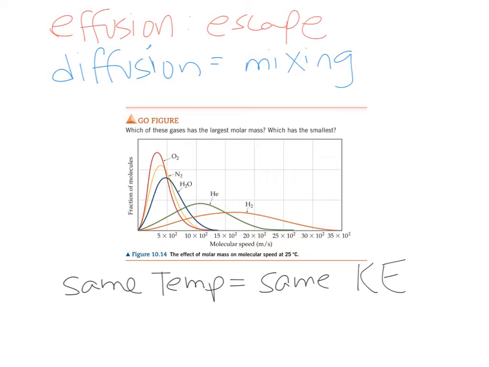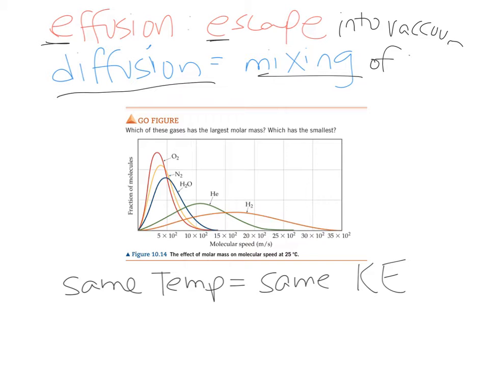Okay, now we're going to talk about effusion and diffusion. And effusion, you can see on the top of page 197, means the escape of gases through a tiny hole into an evacuated space. That means escape into a vacuum. And you can remember that effusion is escape. Diffusion means the mixing of two gases.